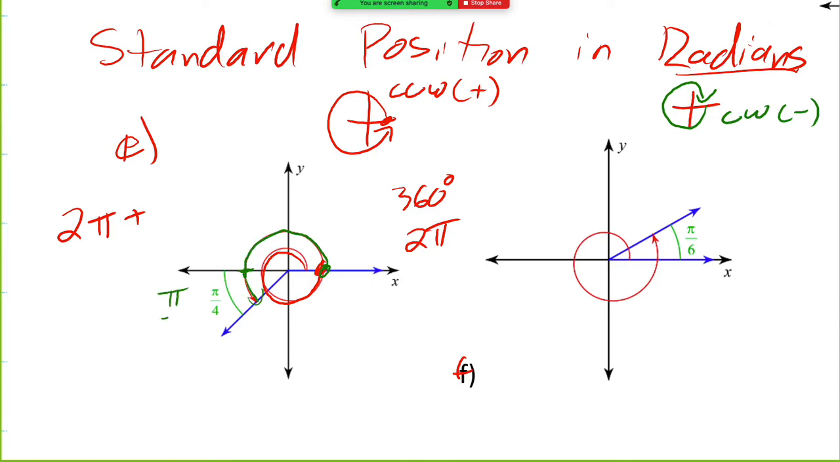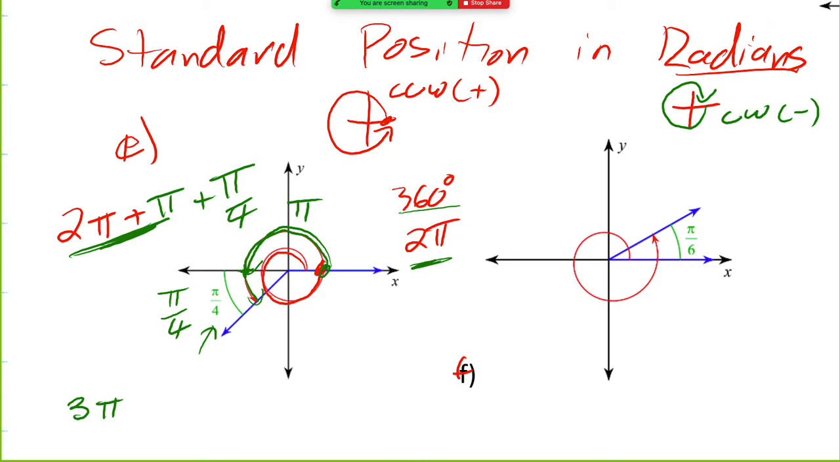They've told us this last bit is pi over 4. Half a rotation would just be half of 360 degrees, or half of 2 pi. So in this case, that's pi. So we're going to have 2 pi, plus, and in this case, pi over 4, okay? Very quickly, we can see that this is 3 pi here. So I'm going to bring it down a little, but we have 3 pi. 2 pi plus pi would be 3 pi, and then pi over 4.